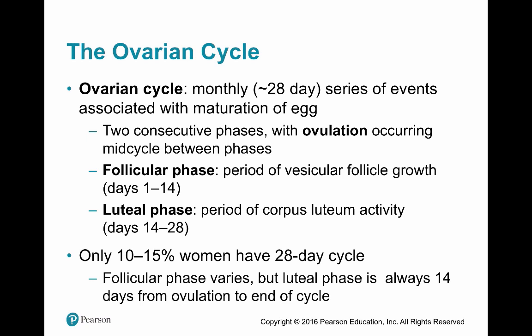Now, the ovarian cycle is the monthly 28-day series of events associated with the maturation of the egg. There are 2 consecutive phases with ovulation occurring in the middle of the 2. There's what's known as the follicular phase. That's the period of vesicular follicle growth. That's day 1 through 14. And then the luteal phase, which is the period that the corpus luteum is active. And that's day 14 through day 28. Now, just to let you know, we use this average of 28 days, but only about 10 to 15% of women actually have this 28-day cycle. The follicular phase varies, but the luteal phase is always 14 days from ovulation to the end of the cycle.